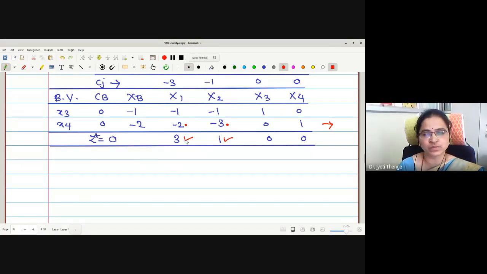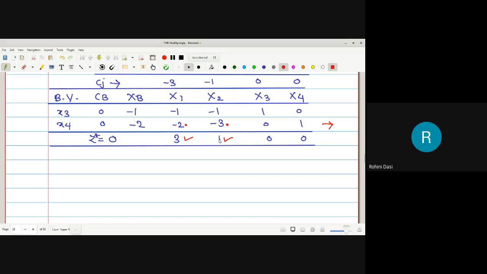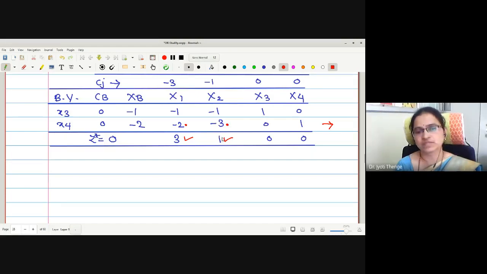3 upon 2 is 1.5, and 1 upon 3 is about 0.33, which is maximum. Both are with negative sign. This one is the maximum, minus 1 upon 3. Therefore, which variable will enter the basis? X2.